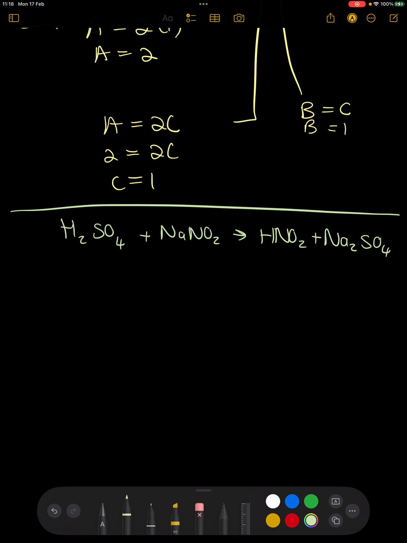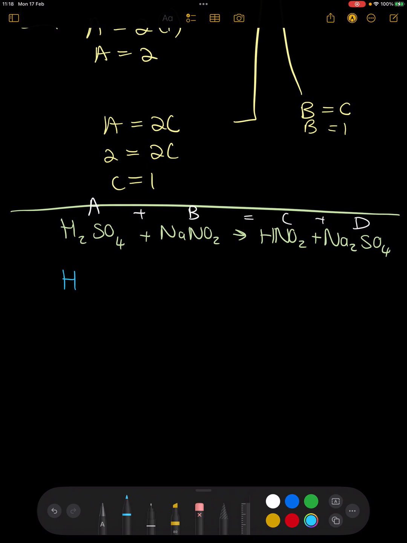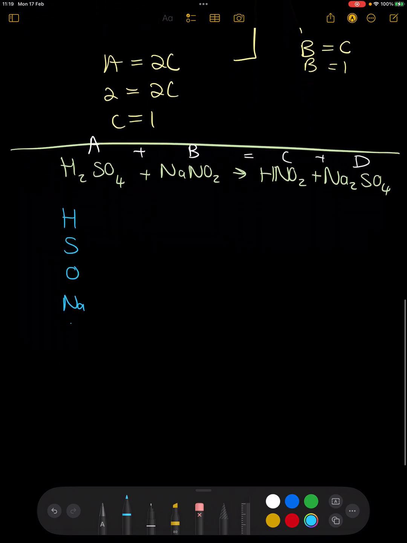The first thing I'm going to do is write down on top of them the following. Now I'm going to go write down all of the elements that I have. Okay, let's go look at hydrogens.